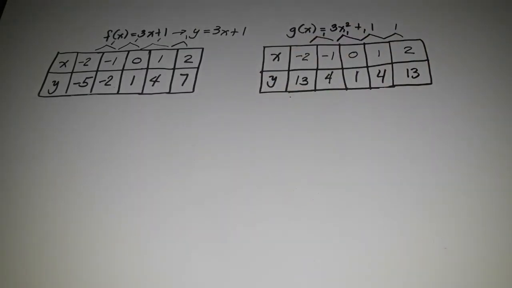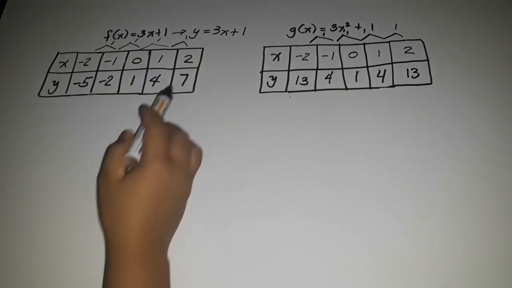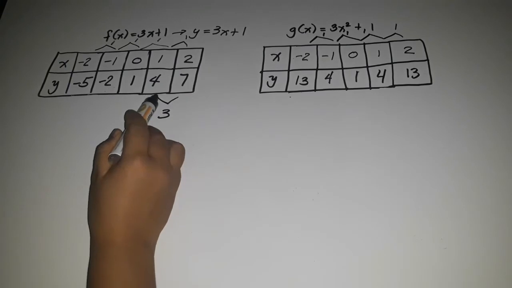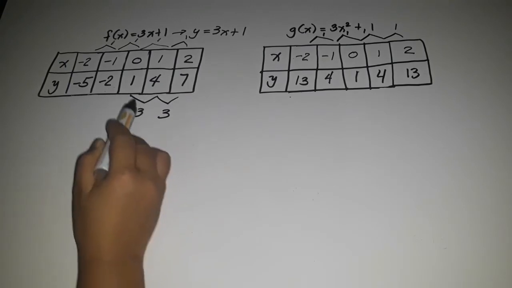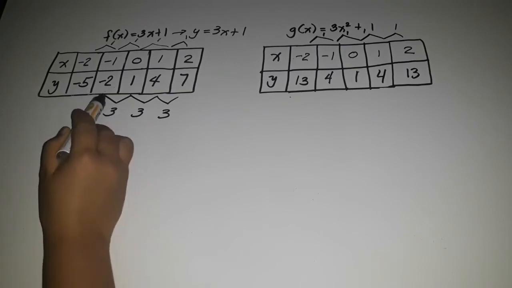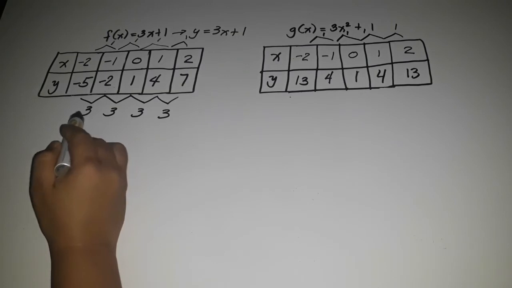Next, find the differences of adjacent y values in each table. Okay, so 7 minus 4 is 3. 4 minus 1 is 3. 1 minus negative 2 is 3. Negative 2 minus negative 5 is 3.